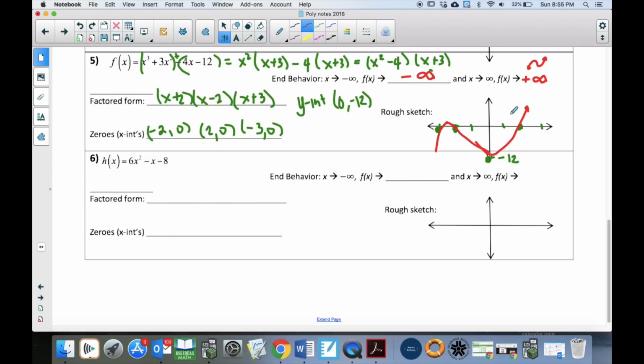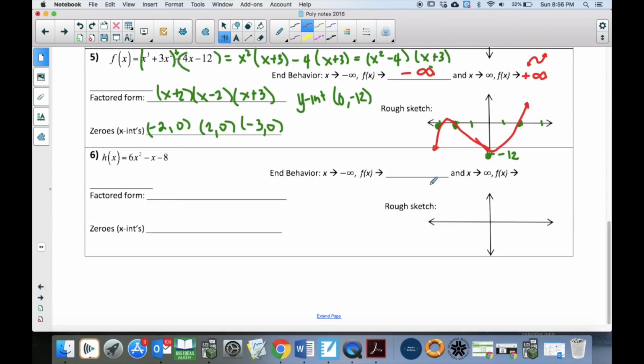Okay, I cleaned it up a bit. There is the graph going again, following this basic shape of my end behavior, starting down at the left, coming up, going through, hits -12 and goes through there. So that is the graph.